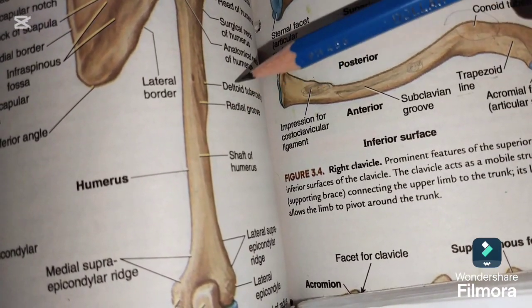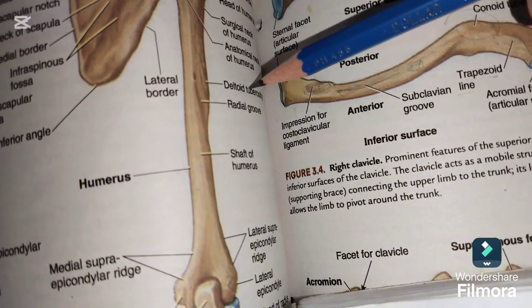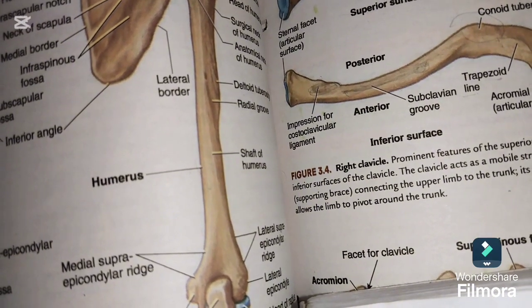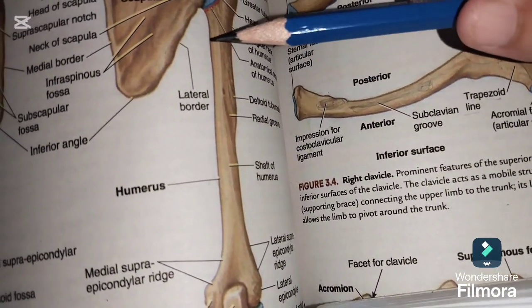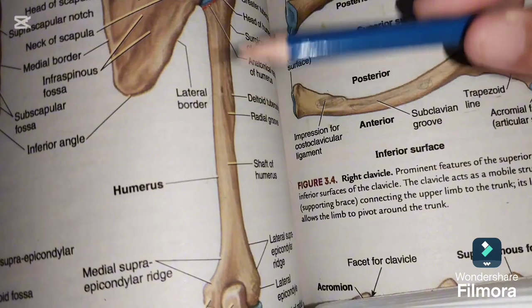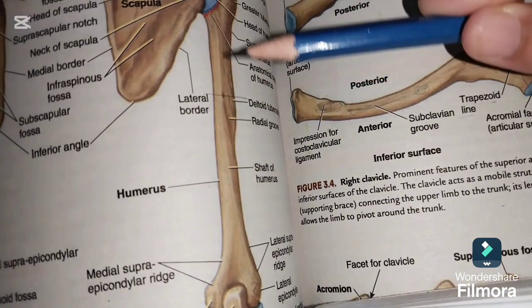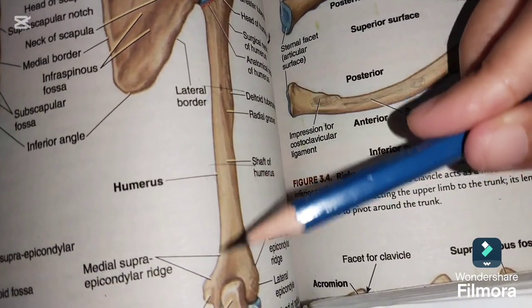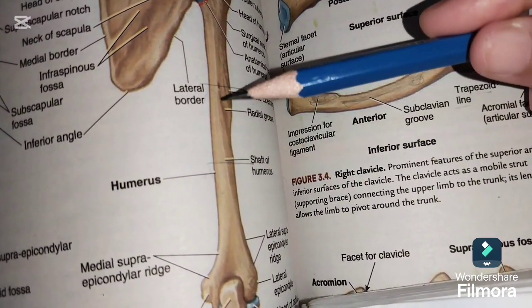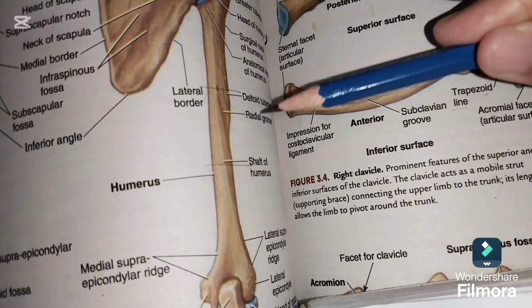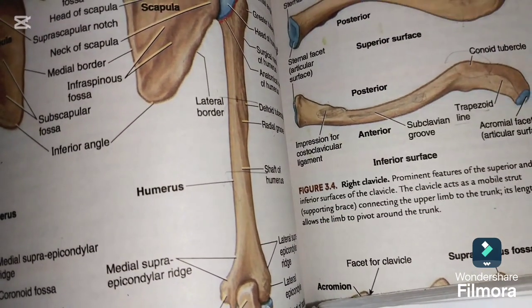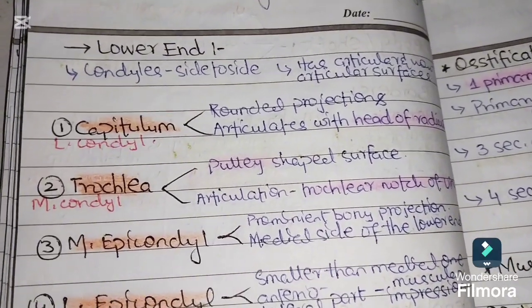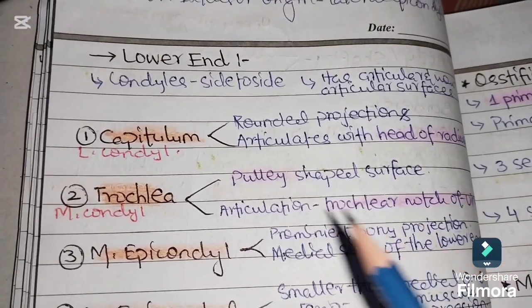The radial groove is present just behind this V-shaped deltoid tuberosity. The radial groove, which is present on the posterior surface in the middle one third. So this is the posterior surface and this is the middle one third. This is the upper one third. You can divide the shaft into upper one third, this is the middle one third, and this is the lower one third. So in the middle one third we have got the radial groove on the posterior surface of the shaft of humerus. Alright, let's learn about the features of the lower end of humerus.